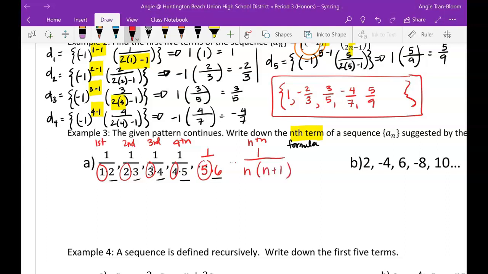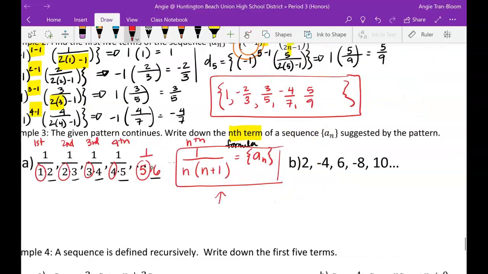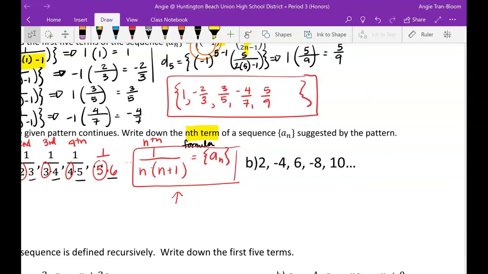Okay, so guess what? That is your a subscript n. I came up with the formula for any particular place that I want. So if I want to find the 9th term, I can use this formula and find the 9th term. Or if I want to find the 99th term, I can do that without listing out 98 terms first.